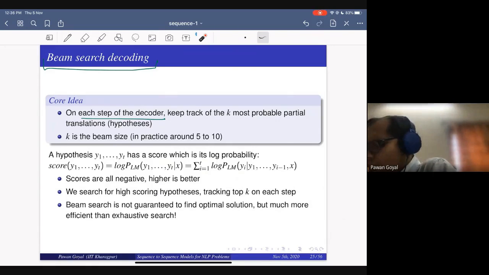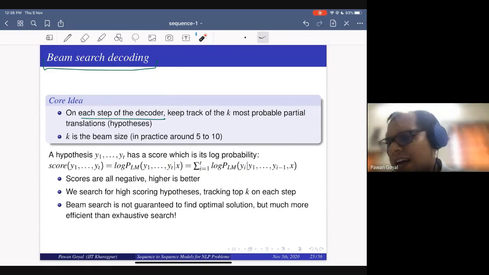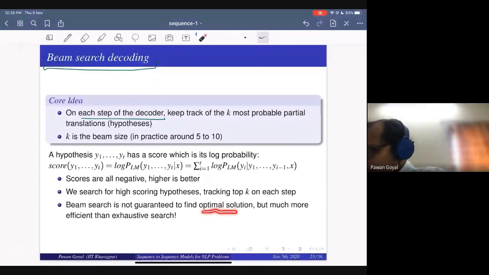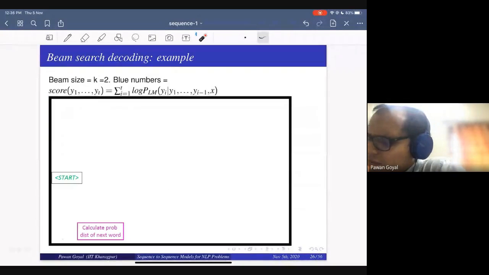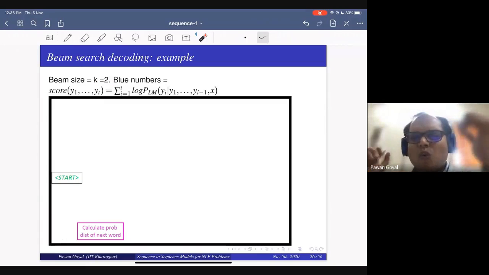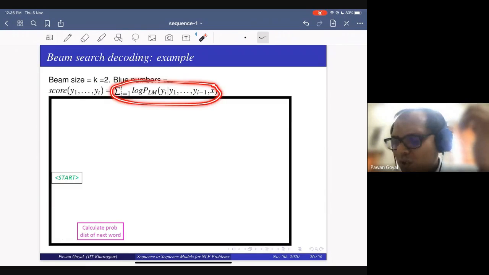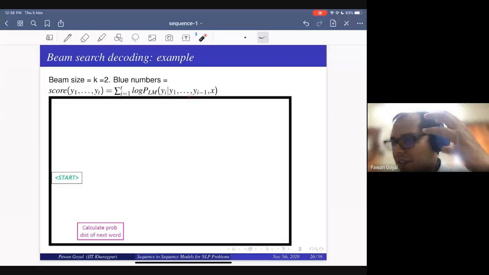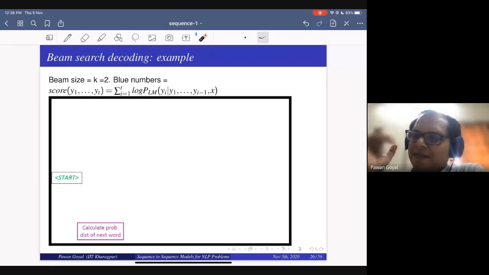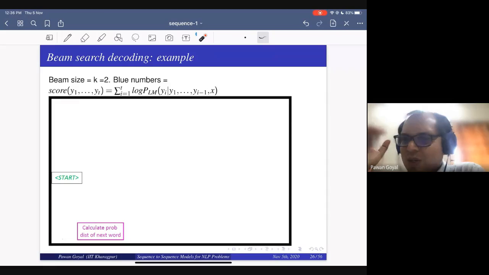And what you do is find the top k highest scoring hypotheses. Of course, because we are taking an approximation, we are not exploring everything, so it will still not give me the optimal solution, but it will be good enough and much more efficient. So let's take an example. Let's say we are using only a beam size of 2. What we are storing is the log probability of the sequence generated so far, log probability of yi given the previous things. That is given by my probability distribution at the decoder side.